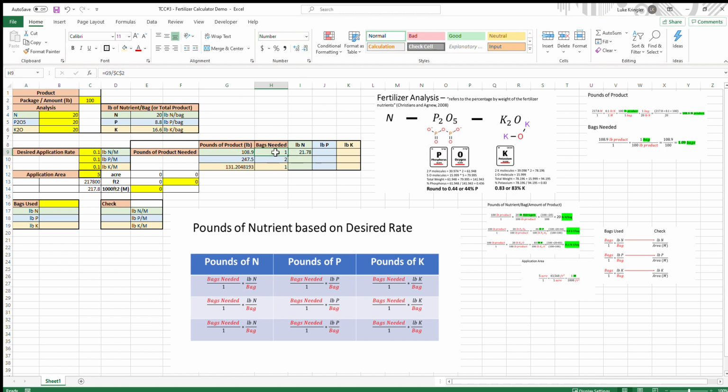But we're telling Excel we want this number rounded to the nearest whole number. However, it will still calculate the actual value that's there. So now we'll do the same thing for potassium, which is the bags needed for our desired rate of nitrogen multiplied by the pounds of phosphorus in 1 bag. Same deal for potassium.